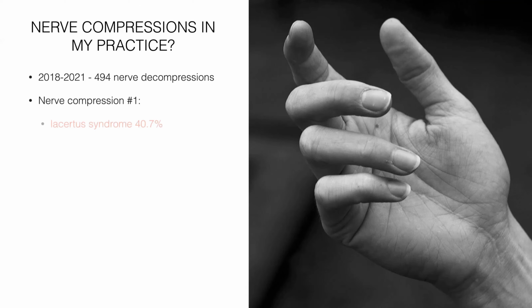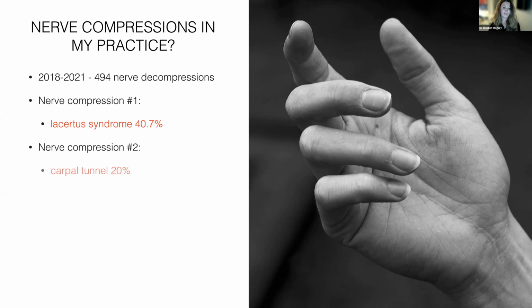Lacertus syndrome with almost 41%, which is median nerve compression at the elbow. And nerve compression number 2, on the other hand, carpal tunnel. Wow. Nerve compression number 3, can you guess that one? That would be the cubital tunnel. That's the radial tunnel. Oh, wow.